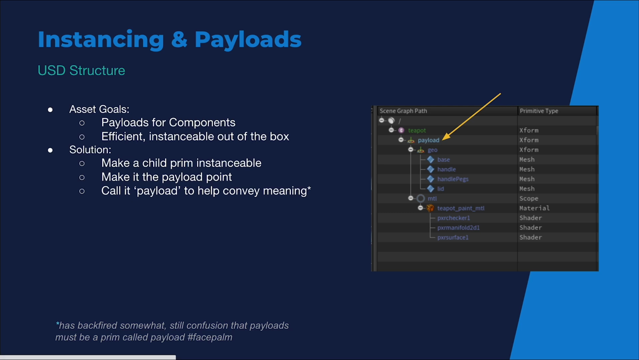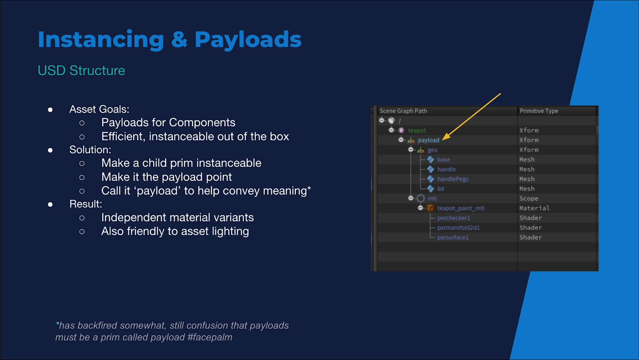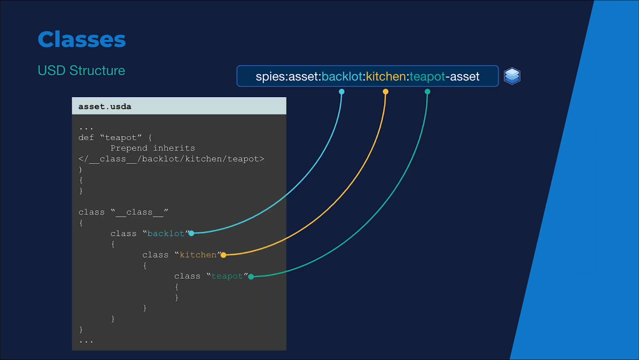It worked really well. Did cause some confusion about what a payload meant and how payloads worked with USD, but overall we were pretty happy with how it worked out, because it gave us independent material variants, which were independent from geometry variation, but also our lighters could add lights into assets that would be broadcast, anywhere that this asset was referenced, and they could work regardless of whether payloads were loaded or instanceable.